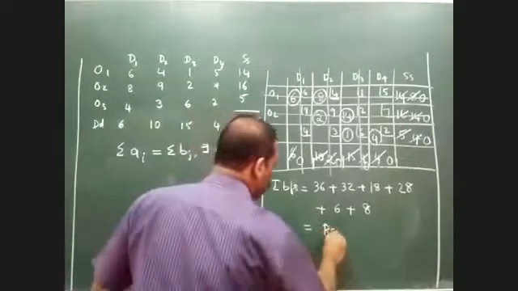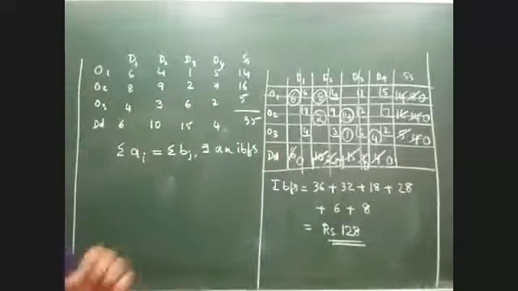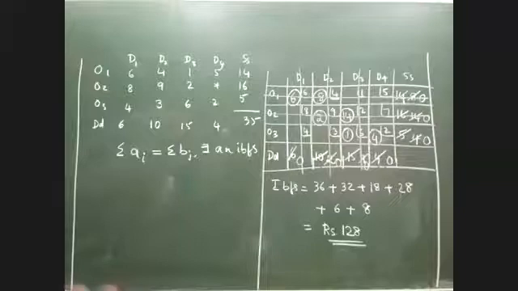So the final answer is rupees 128. Since we are calculating the cost here, always use the unit rupees so that it very clearly indicates that we have calculated the cost involved in the process. So in this particular problem, the initial basic feasible solution, or the transportation cost, is rupees 128.